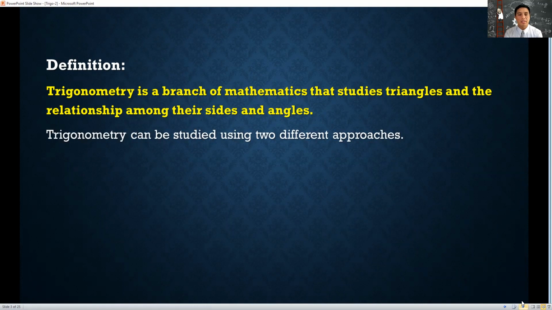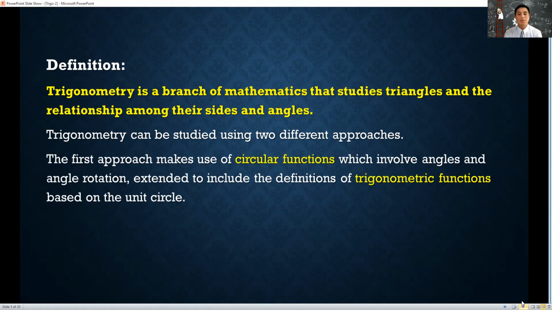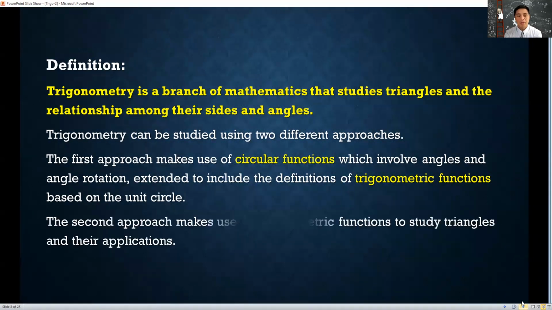And trigonometry can be studied using two different approaches. The first approach makes use of circular functions, which involve angles and angle rotation, extended to include the definitions of trigonometric functions based on the unit circle. And the second approach makes use of trigonometric functions to study triangles and their applications. So these are the two main things that are studied in trigonometry: circular functions and trigonometric functions.